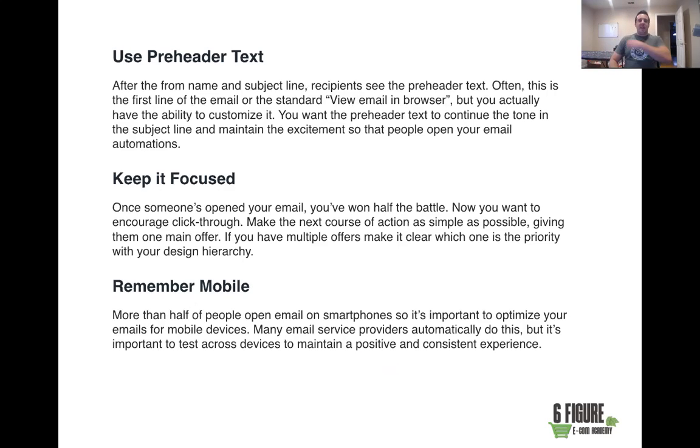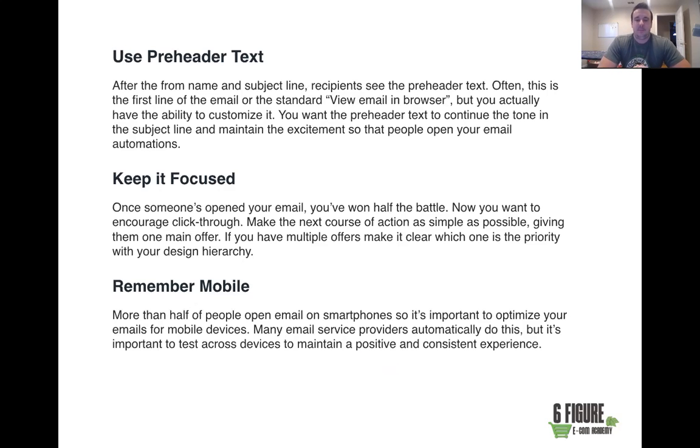So use pre-header text. What is that? So after the from name and subject line, recipients see the pre-header text. Often this is the first line of the email or the standard view email in browser, but you actually have the ability to customize it. So don't leave it as view email in browser. No one's going to ever select that. You want the pre-header text to continue the tone in the subject line and maintain the excitement so that people open your email automation. So whatever your subject line is, then you can continue on that in the pre-header, okay?